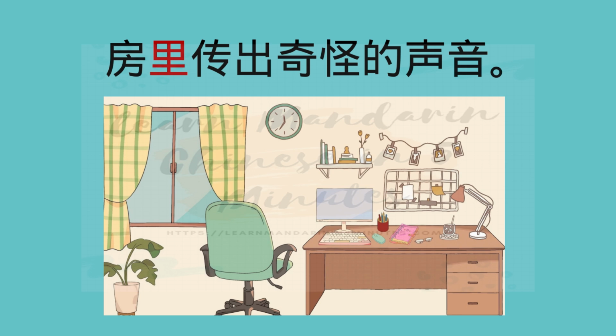房里传出奇怪的声音. Strange sounds are coming from inside the house. 里. This is the most common and concise. It is a simple and neutral way to indicate inside the house, suitable for both spoken and written Chinese.